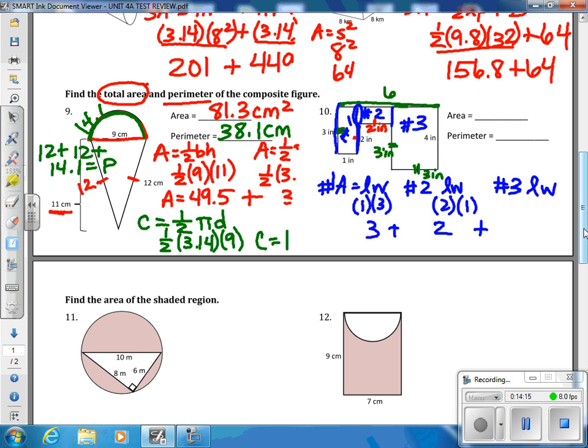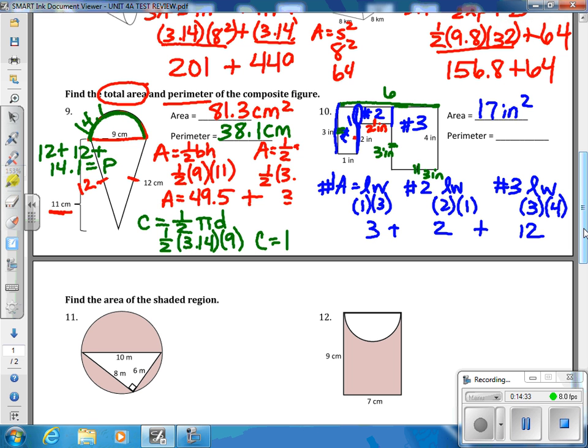And then for rectangle number 3, the bottom is your length, that's 3. And the width is the side measurement, which is 4. So that's 12. So now when you add 3 plus 2 plus 12, you're going to get 17 inches squared. So it's not too difficult to do, you just have to know where to get your numbers from.